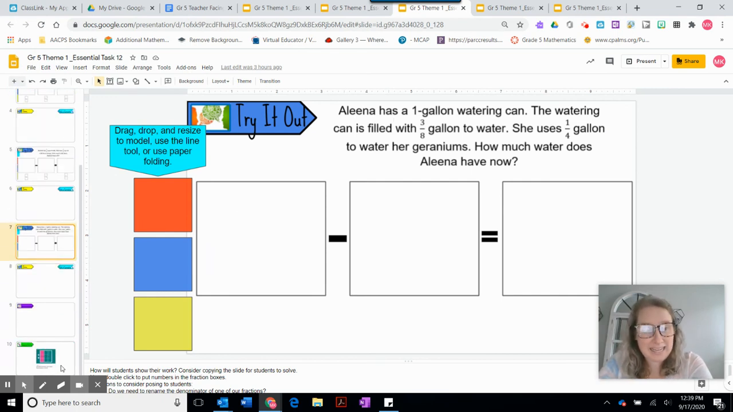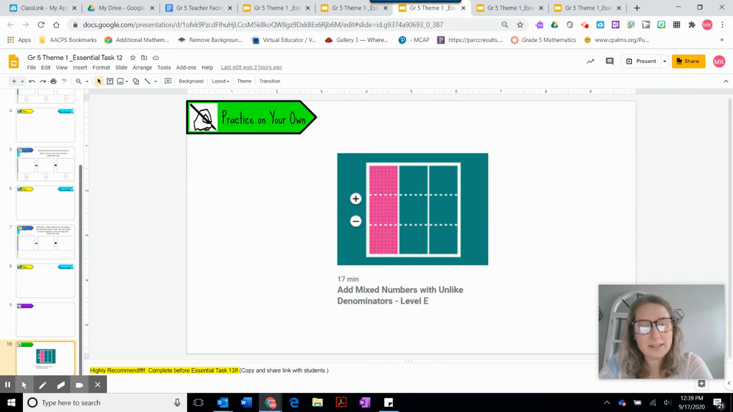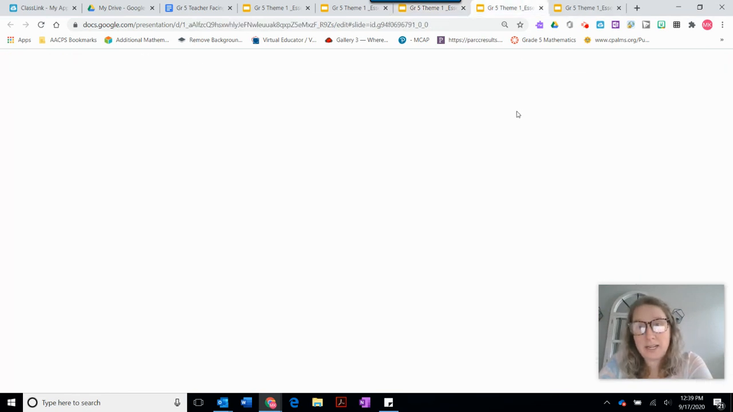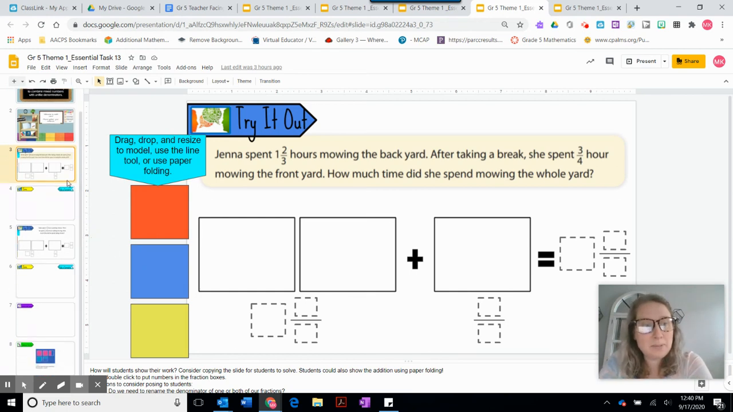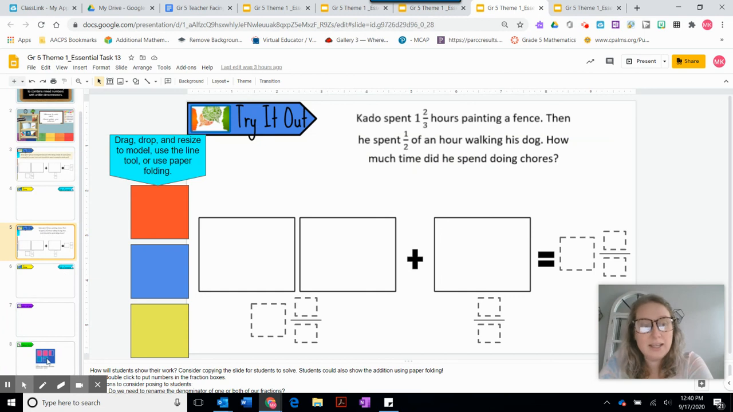At the end of this lesson, or excuse me, essential task, you'll notice that there's another Ready Common Core video to complete before Essential Task 13, which is adding numbers with unlike denominators. So we're going to dive into here, same strategies as before. That's why that first essential task, really make sure your students have a good strategy because they're going to use it for all of these essential tasks. So adding mixed numbers, same strategies.